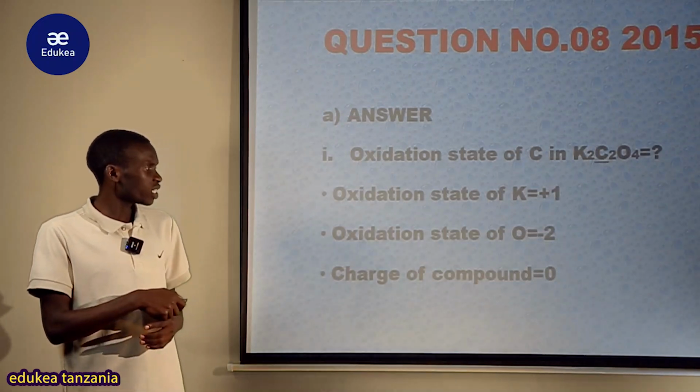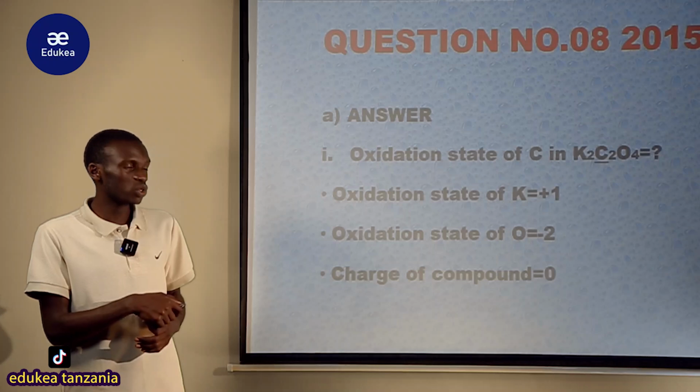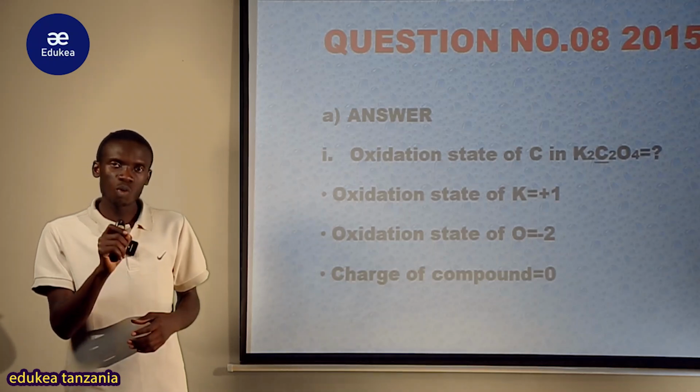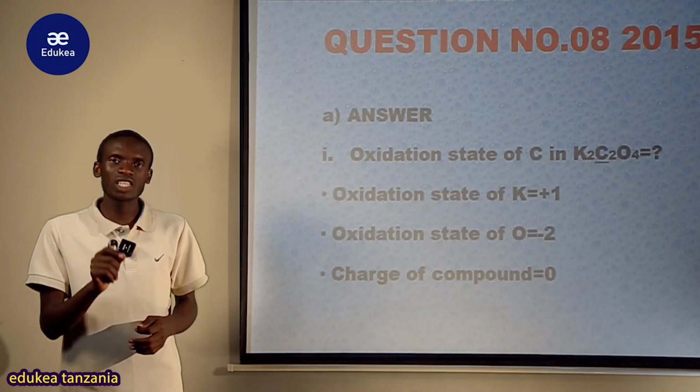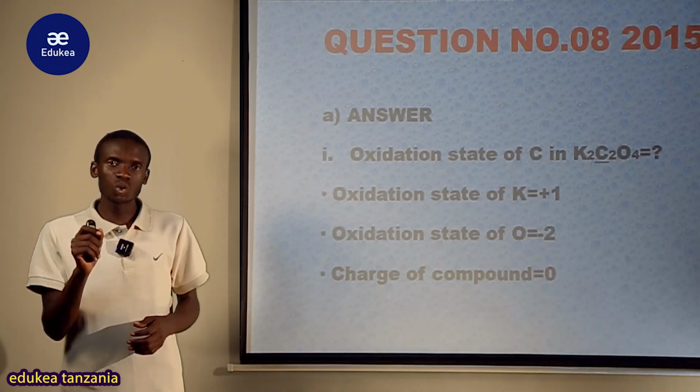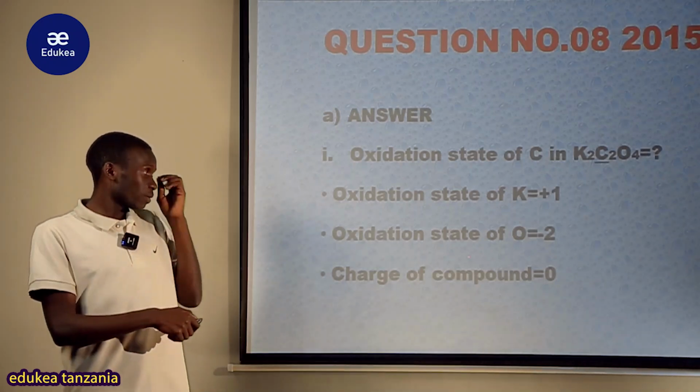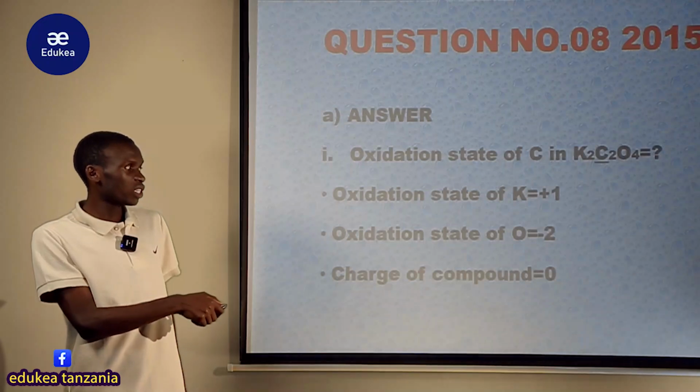And the oxidation state of oxygen is -2. Oxygen is in group 6 and its valence is 2, but here you have to use -2.